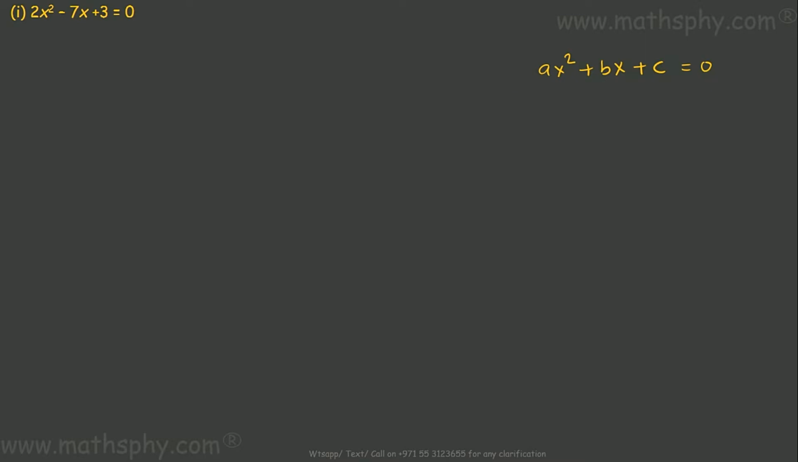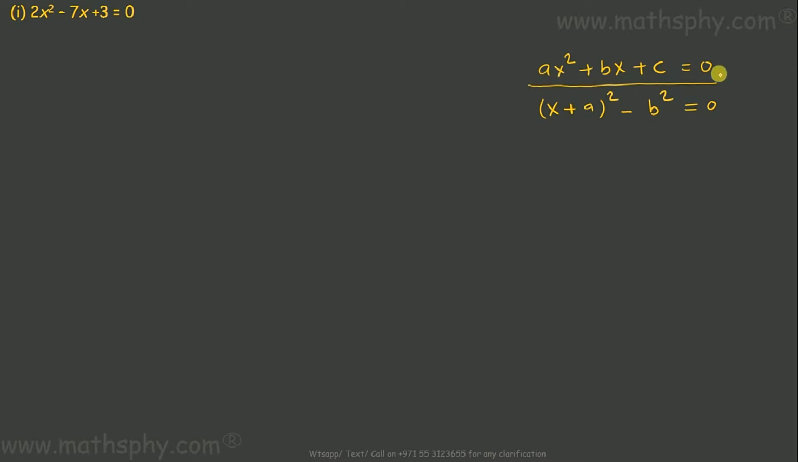Completing the square means if I write this equation in the format of (x plus a) whole square minus b whole square equals to 0, I can easily find out roots for this equation. Now, go back to this equation here.